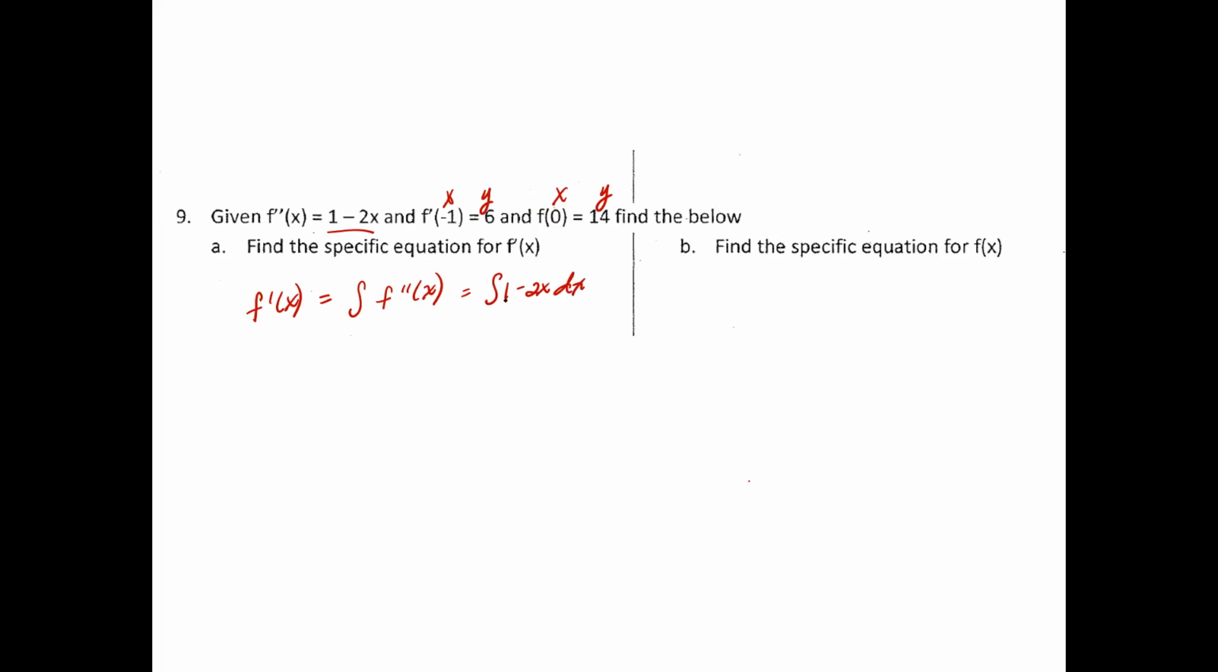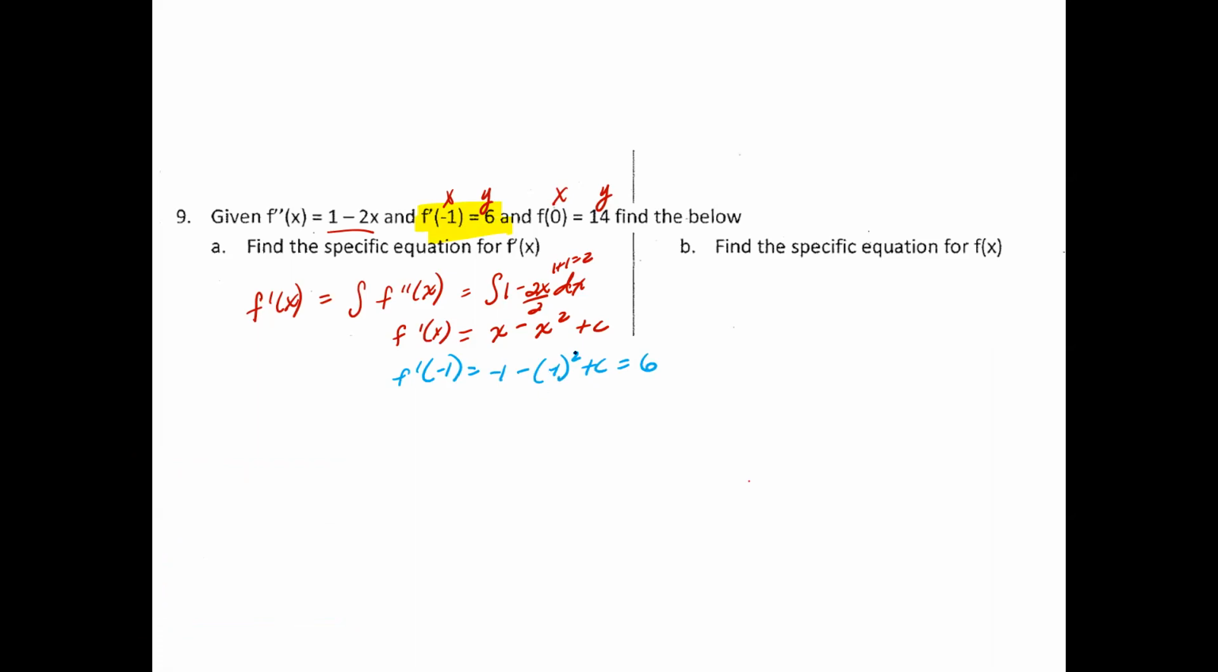Okay, so what is the integral of 1? Well, that's going to give you x. What is the integral of -2x? Well, 1 plus 1 is a 2, divided by 2 is a negative x squared plus c. And that is going to give you f prime of x. Well, it's given to you that f prime of -1 is equal to 6. So let's plug it in to find c. So f prime of -1 is equal to -1 minus (-1) squared plus c, which is equal to 6.